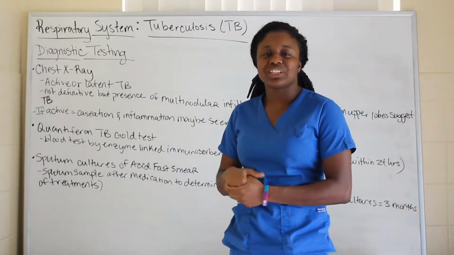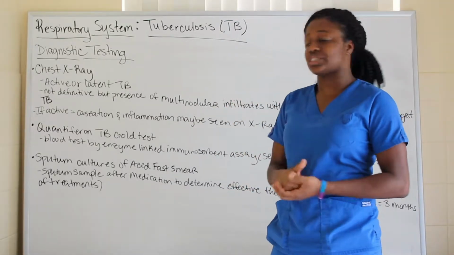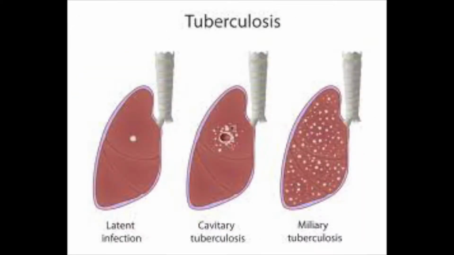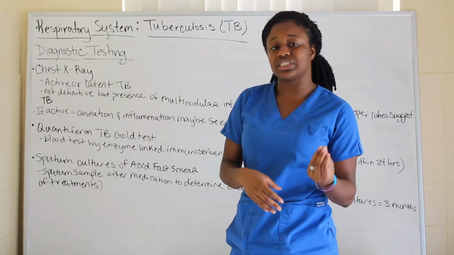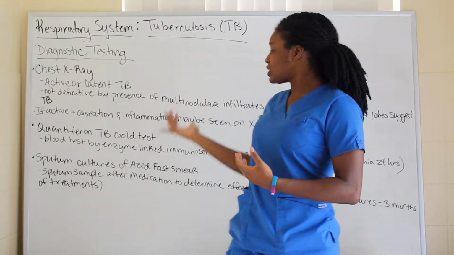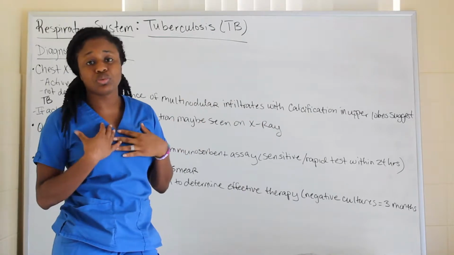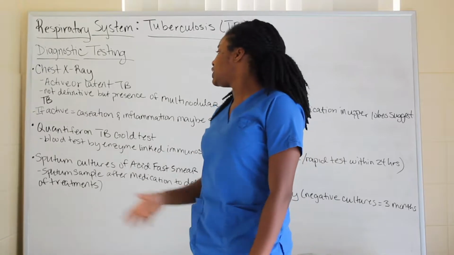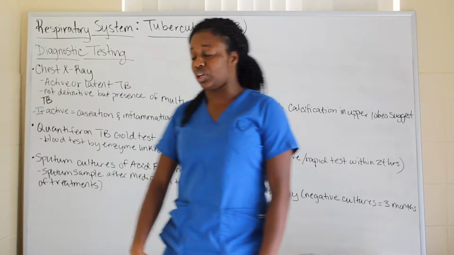Alright, so we're just continuing on with the diagnostic testing, and the next test that we're going to go over is our chest x-ray. Our chest x-ray can show either active or latent TB, and it is not definitive as far as being able to tell you right then and there that this person has TB or doesn't have TB, but the presence of multinodular infiltrates with calcification in the upper lobes do suggest TB, alright? Also, if it is active, you can see caseation and inflammation on the x-ray as well, alright?